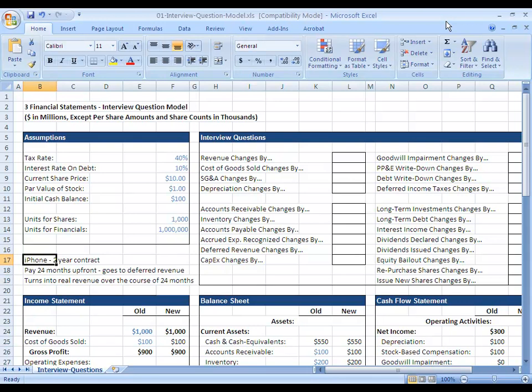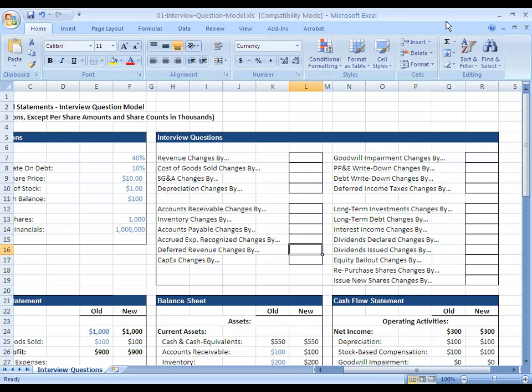So what happens is if you pay them 100, then that goes to deferred revenue, and then over the course of 24 months, 100 divided by 24 would get recognized each month of your contract. So we're going to go through both those scenarios in accounting terms right now and show you exactly what happens. So first, under interview questions here, I'm just going to say that deferred revenue goes up by 100.